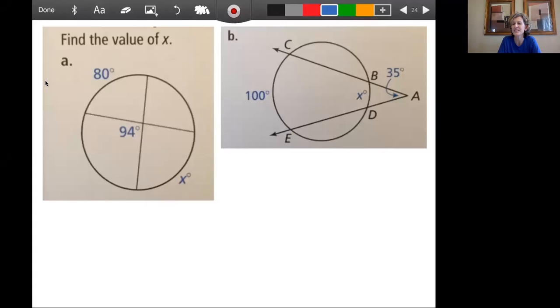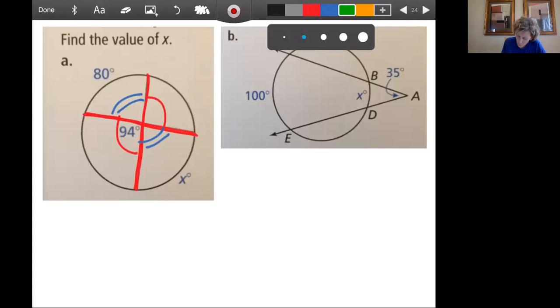Okay, let's do a couple of examples from Big Ideas Math 10.5. All right, and I put the two examples side by side on the same page because I want you to see the difference. And that is in A, what we're talking about are angles that are formed inside the circle. These are two chords that intersect to form angles inside the circle.